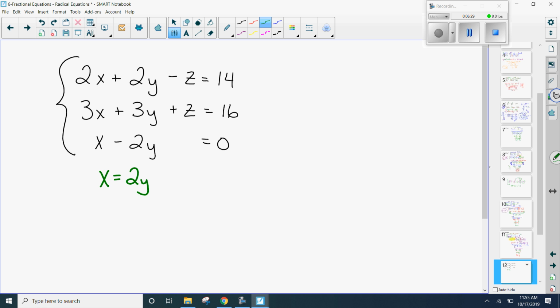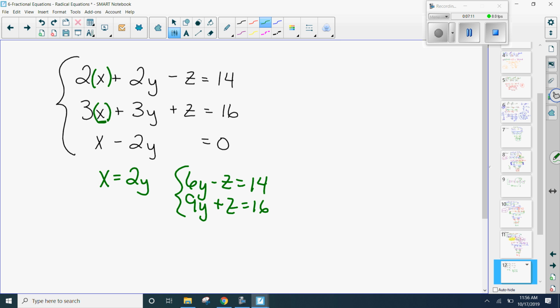That's one thing I heard. If you were to do that, now you want to substitute and put a 2y here and a 2y there. That's going to leave the top equation in terms of y and z, and the second equation in terms of y and z. When I put 2y in for x in the top equation, it becomes 4y plus 2y, and you get 6y minus z equals 14. And if I put 2y in for x in the second equation, 2y times 3 is 6y, plus 3y is 9y plus z equals 16.